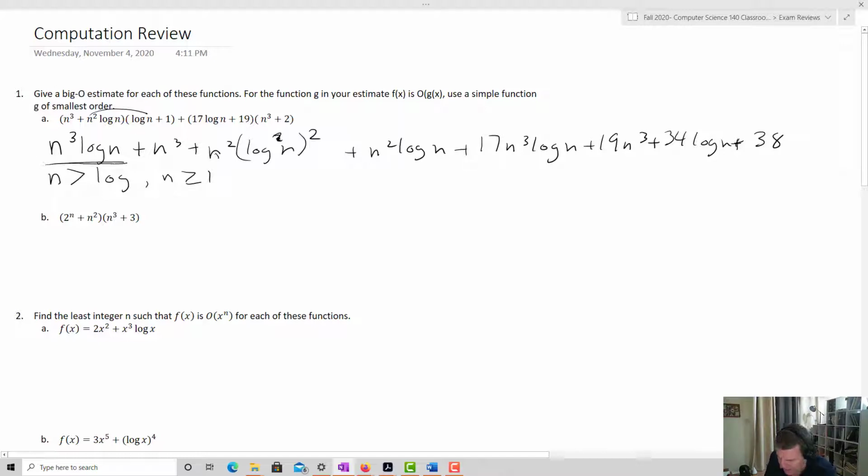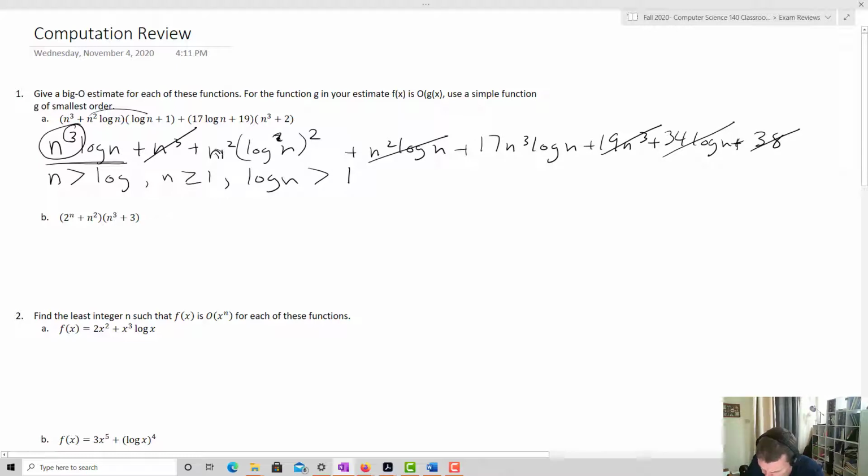Let's take a look first at n cubed log n, and I know that's going to be bigger than n cubed because log n is going to be greater than 1. I know also that n cubed log n is going to be bigger than n squared log n. And so I also can eliminate the 19 n cubed, this 34 log n, which doesn't have the n cubed term on it, and the 38.